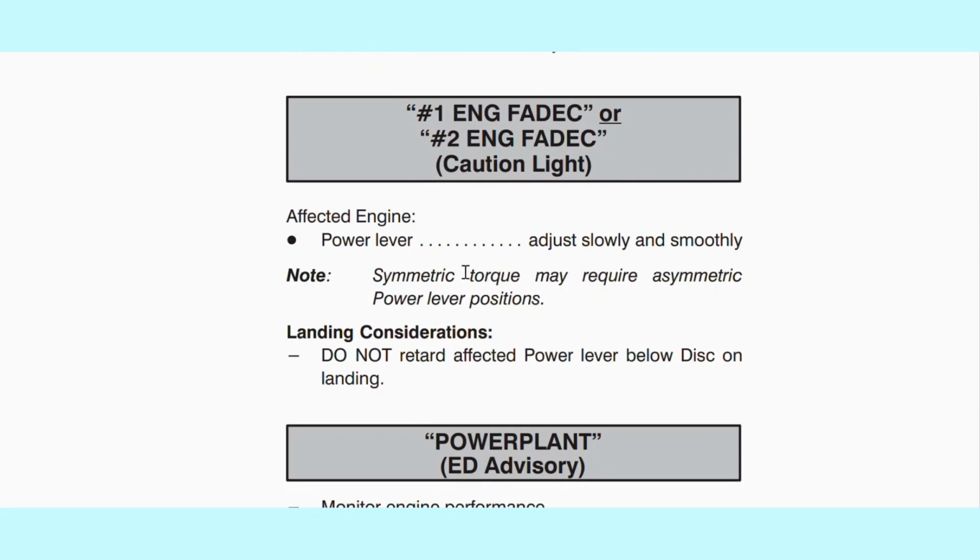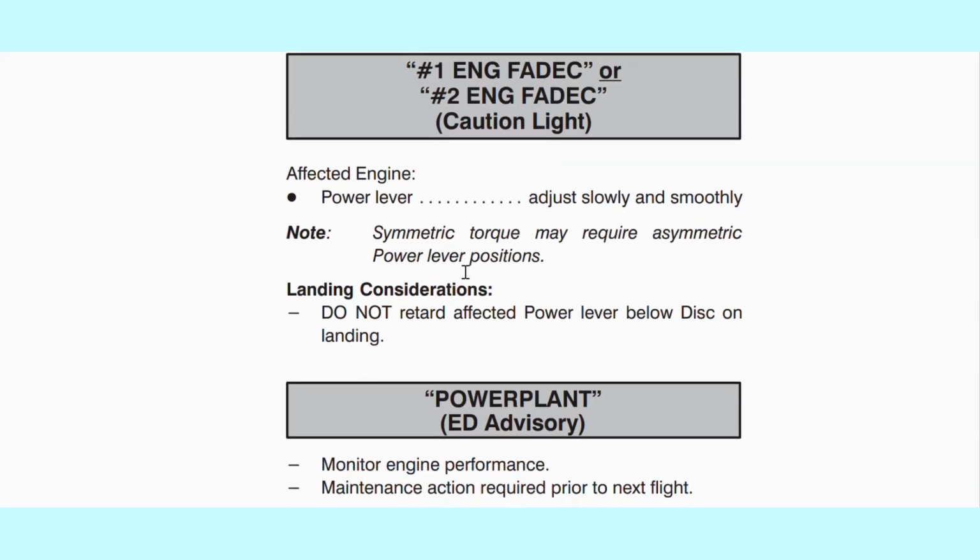Power plant ED message. Monitor engine performance. Maintenance action required prior to next flight. You have this message on your ED. It's a no-go item, period. Okay, it's a no-go item. You have to get the fault cleared.